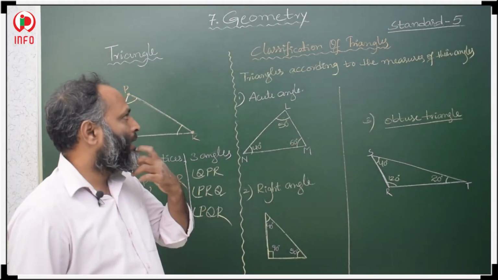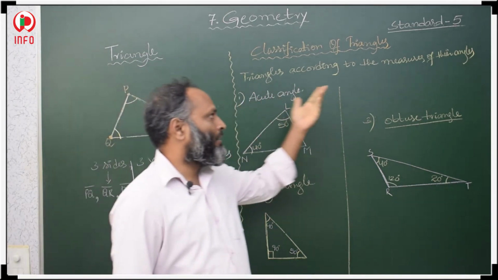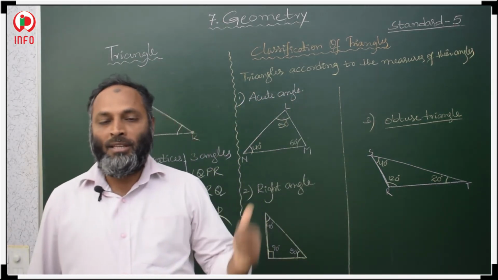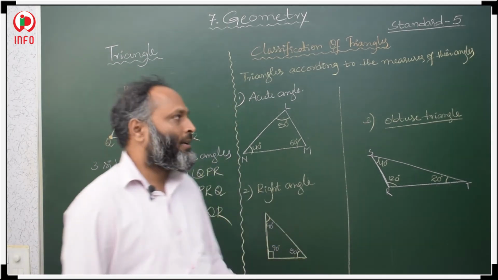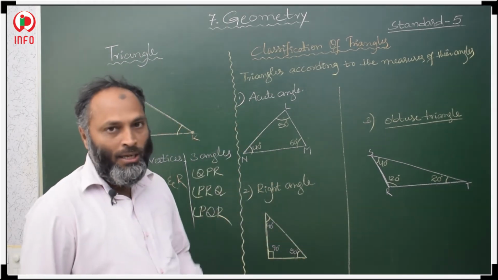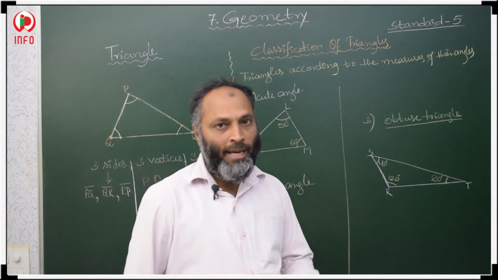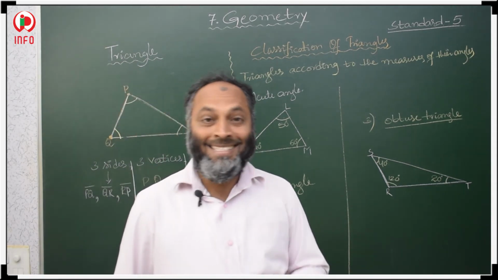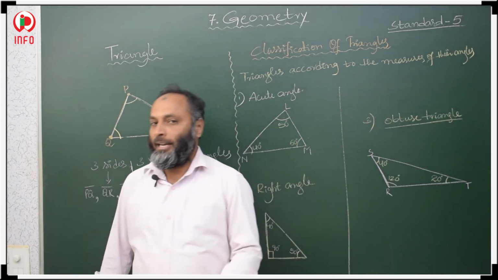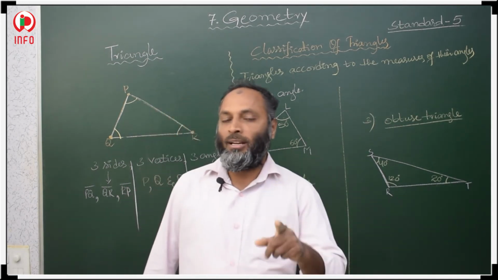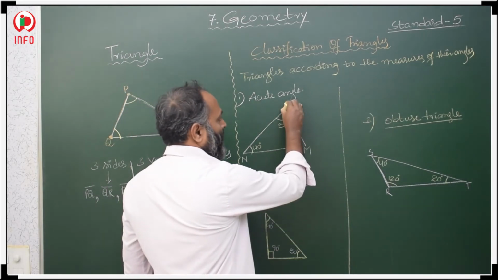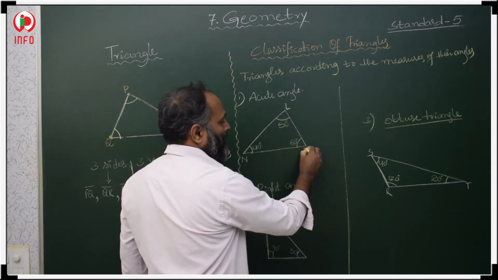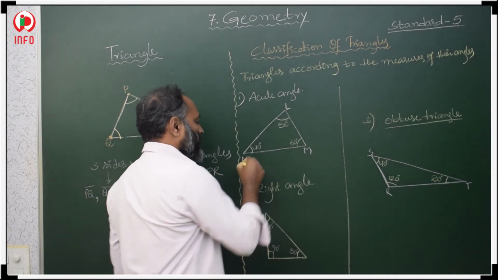Now, next, classification of triangles according to the measure of their angles. We discussed based on the sides, now based on the angles. First, acute angle triangle. In a triangle, if all the three angles are less than 90 degrees, then that triangle is acute angled. See here, angle L, angle M and angle N. Check all these three angles.